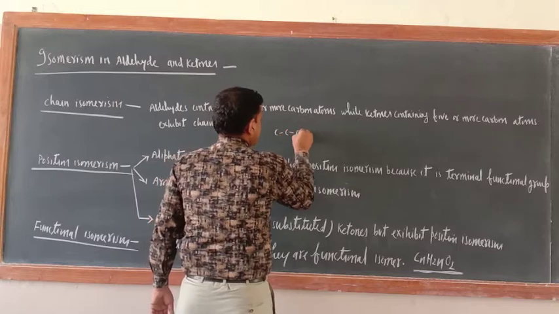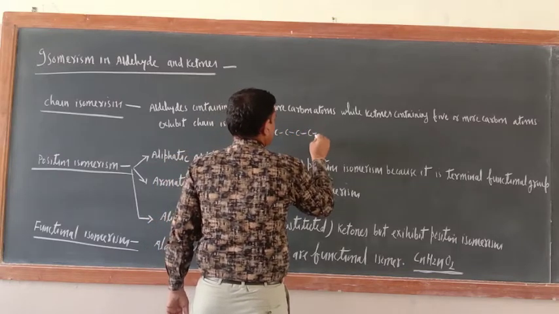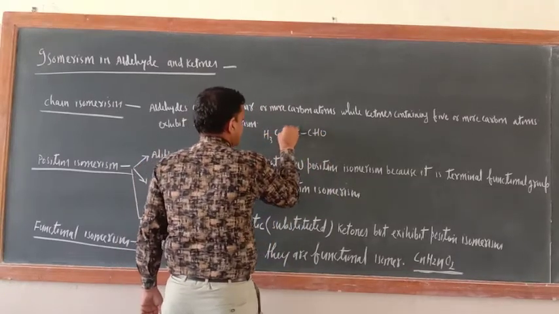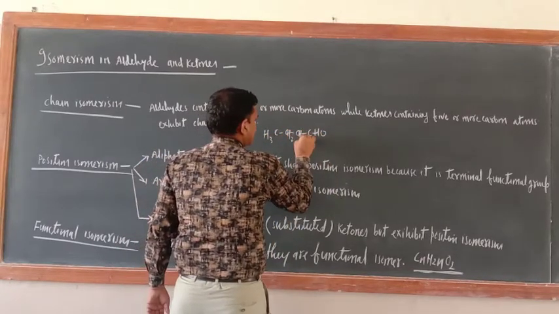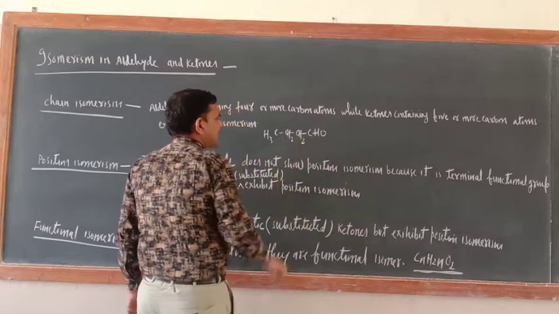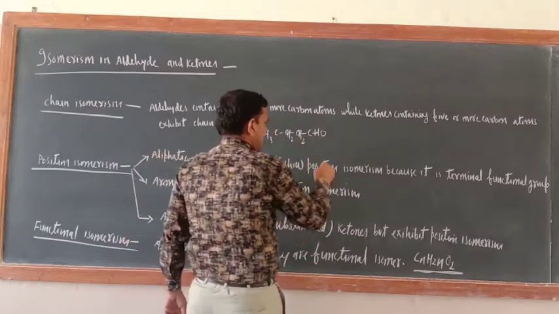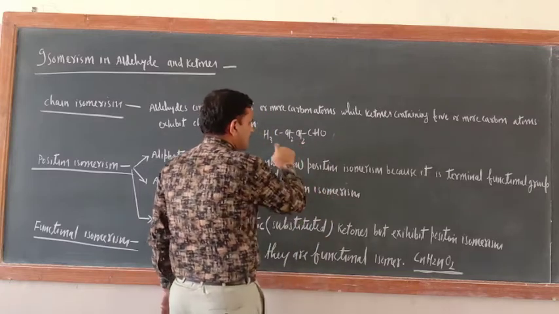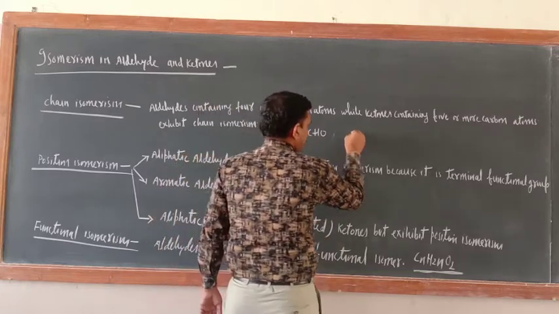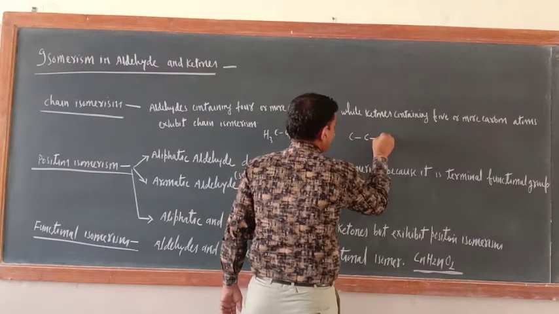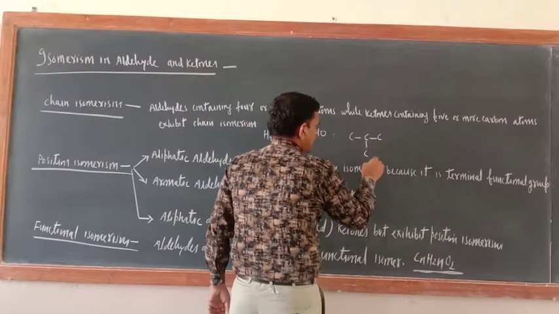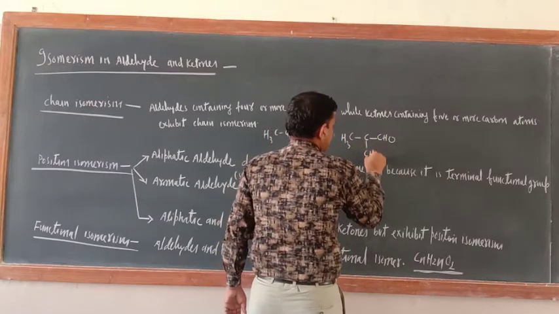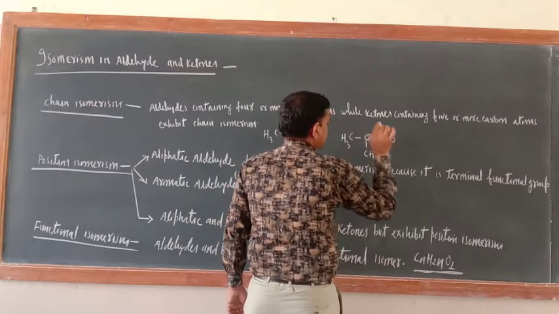CHO, fulfill the remaining valency: CH3, CH2, CH2. Okay, 4 carbon atoms are there. This can be written like that also. Just see, here all the 4 carbon atoms are arranged in the chain. We can write like that also: this is CHO, this is CH3, this is CH3, this is CH.